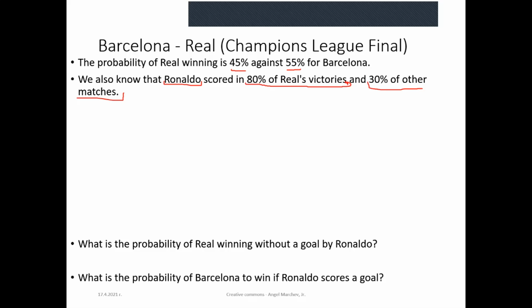Sorry, Angel, can you repeat? Yes, I'm repeating. Before the start of the game, Barcelona's winning chances were 55%. And in the second minute, Real Madrid scores a goal by Ronaldo. How does this change the probability for Barcelona to win, higher or lower? Lower, obviously, because even if it's not Ronaldo, they still conceded the goal, so they are in a worse position.